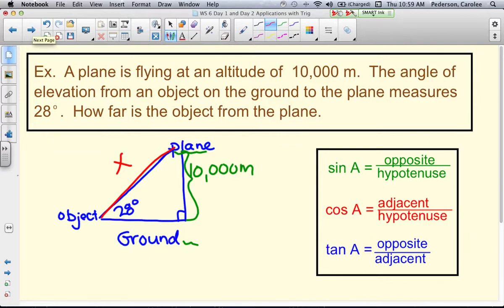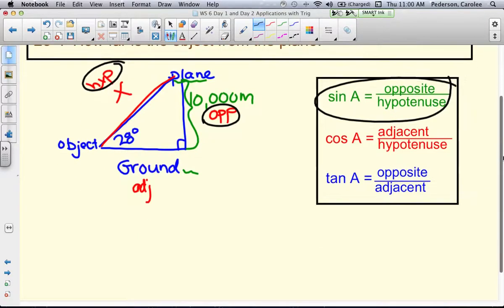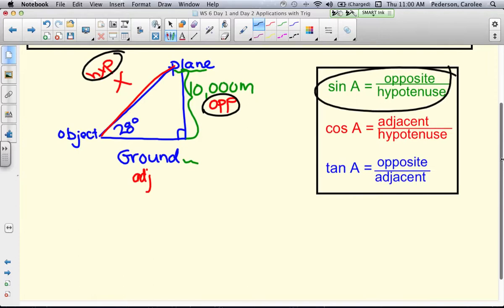So we identify our three sides to our right triangle with our angle, theta. This is side opposite, this is side adjacent, and this is side hypotenuse. Well, the two sides that we're working with is the hypotenuse and opposite. So we come over to our box. Which trig function works with opposite and hypotenuse? Which is sine. So we set up our equation. So we say the sine of 28 degrees equals opposite 10,000 meters over hypotenuse, which is x.